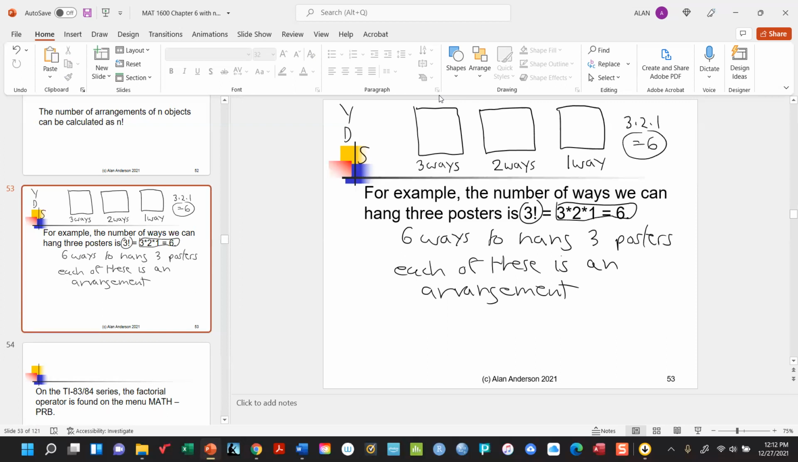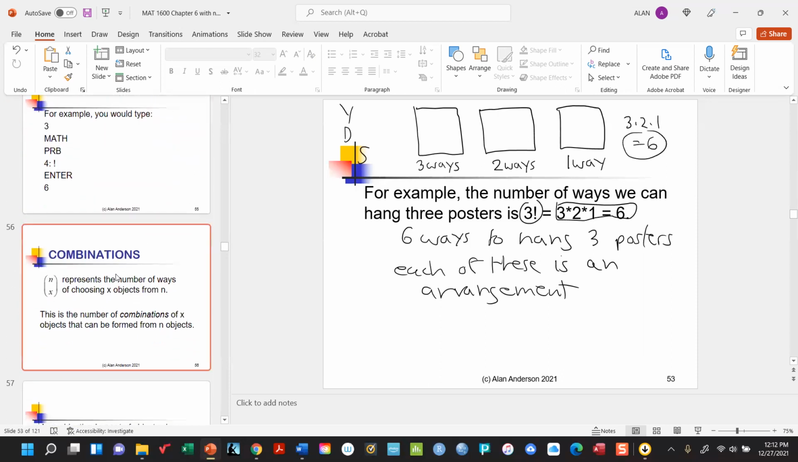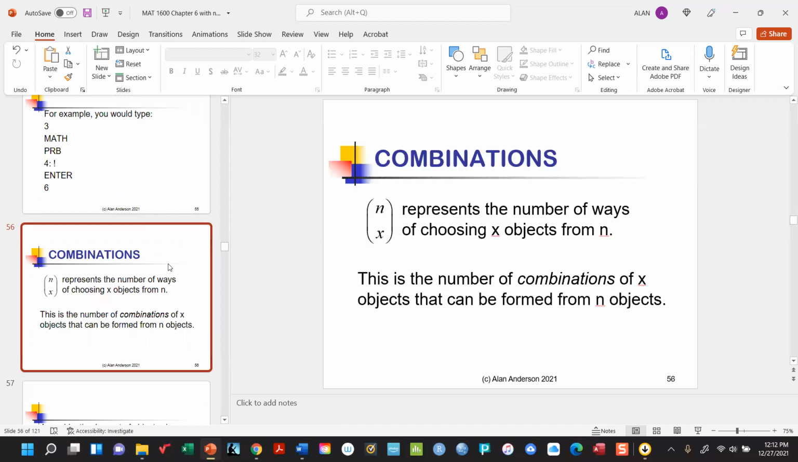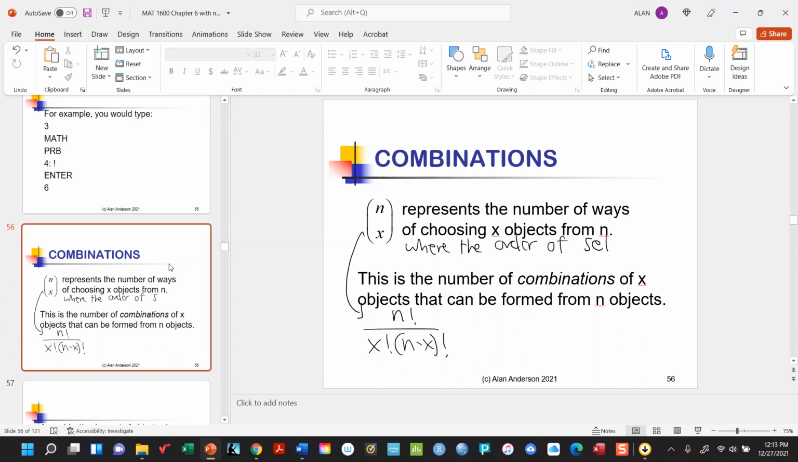Now, when you combine these all together, they give us a more complicated idea. And that idea is called, as we'll see, a combination. So combinations are a little bit different than arrangements. This formula that we were introduced to a minute ago represents the number of ways of choosing x objects from n where the order of selection does not matter.